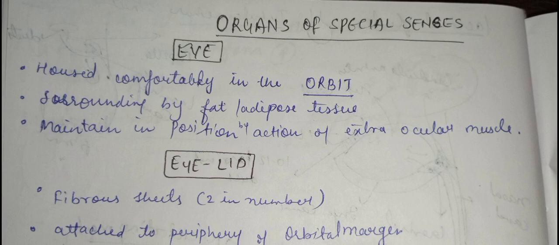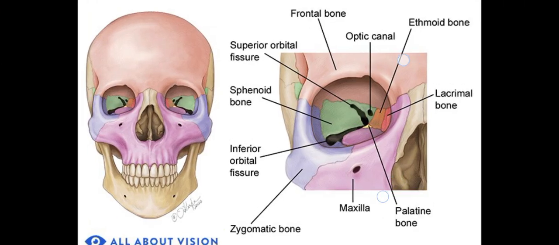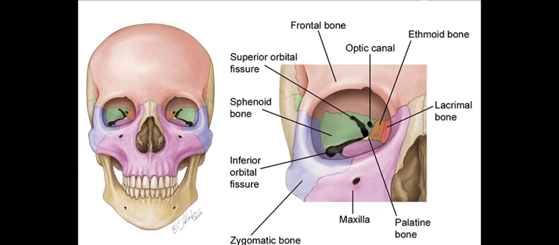We are studying the organs of special senses, and first of all we are starting with the eye. The eye is housed comfortably in the orbit. You can see, this is the orbit in which the eyeball is located.